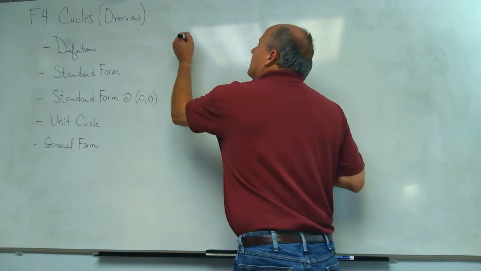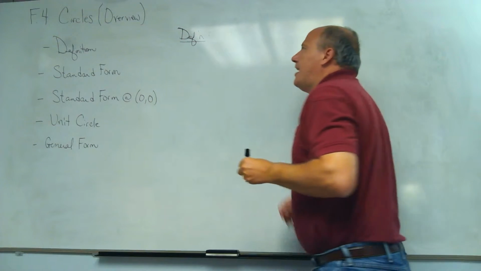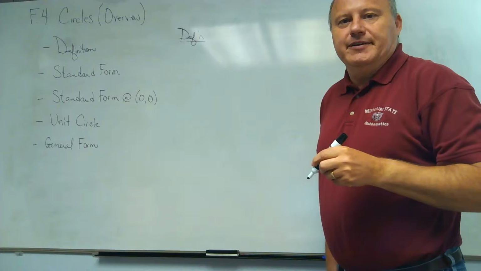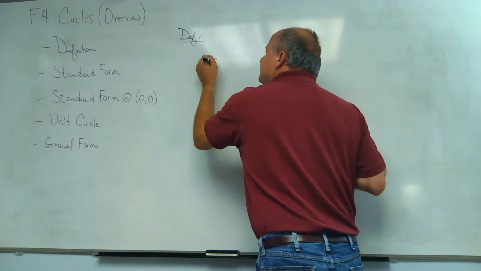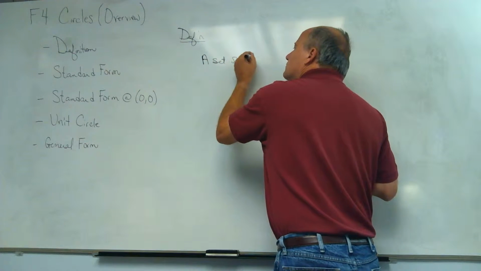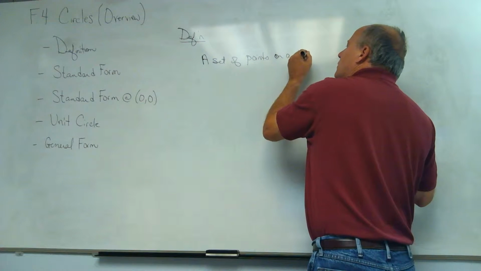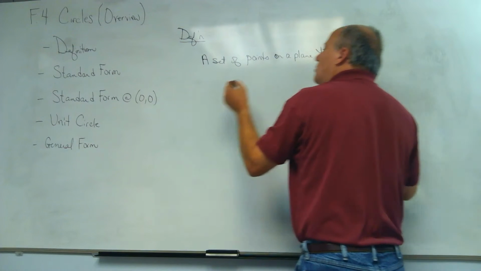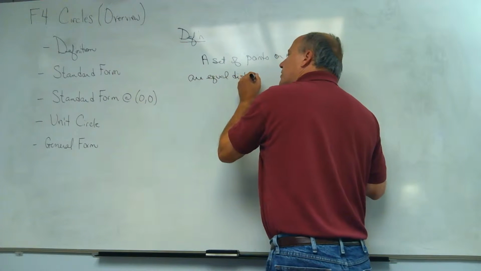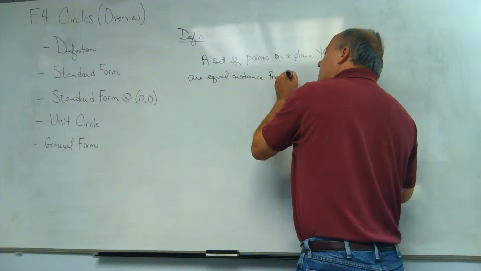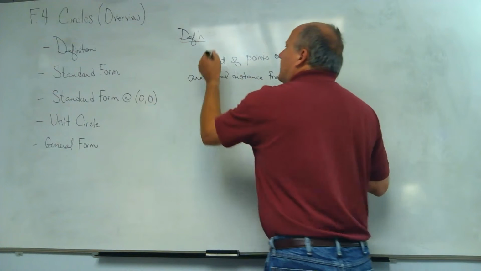And so the definition of a circle, what is it? Okay, well, I want to keep it in the line of what a geometry definition would be. One definition of a circle is a set of points on a plane that are equal distance from a fixed point. Okay, and that's what a circle is.